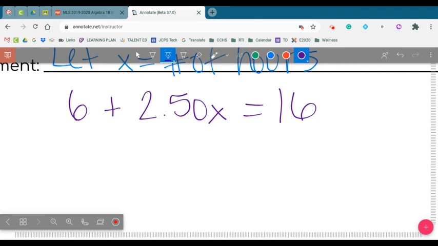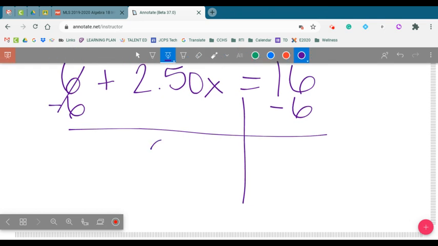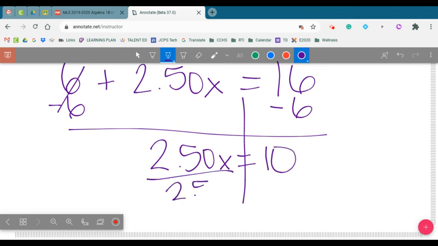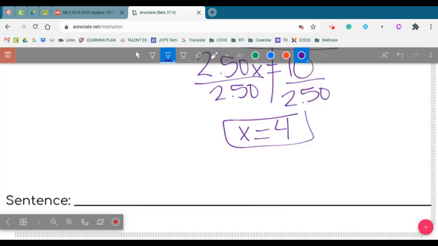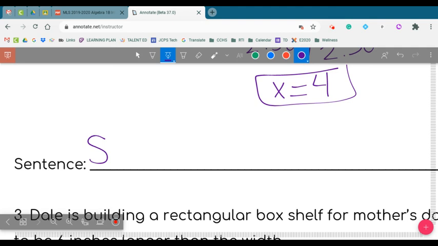So our next step is to solve. So we're going to subtract 6. We get 2.50 x equals 10. Divide by $2.50. We're going to get x equals 4. So how many hours does she need to work? She needs to work 4 hours. So that's going to be my sentence. She must, oh goodness.